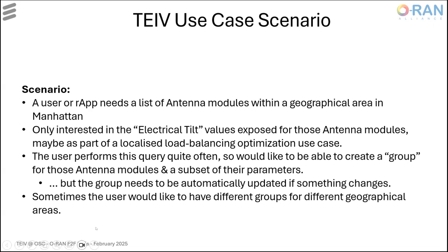Also, we want this to be a dynamic group, so that if something changes in the RAN deployment, that gets eventually mirrored through into the topology view of the RAN, and that also is then dynamically updated in the group view. Okay, and maybe we would like to have different groups for different geographical areas.